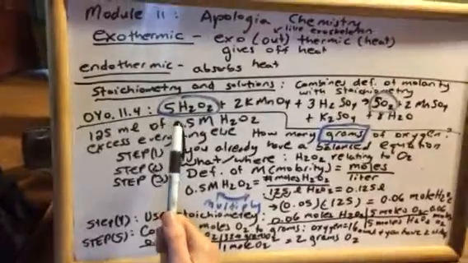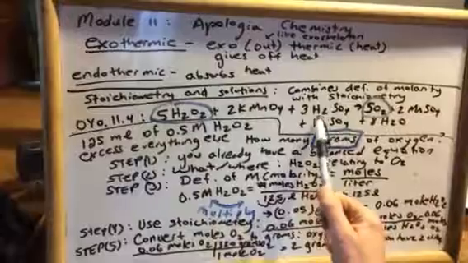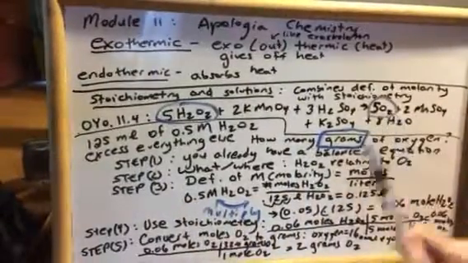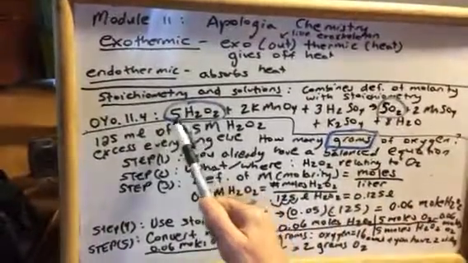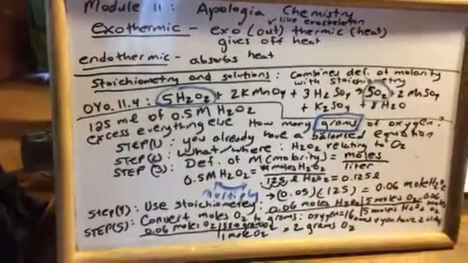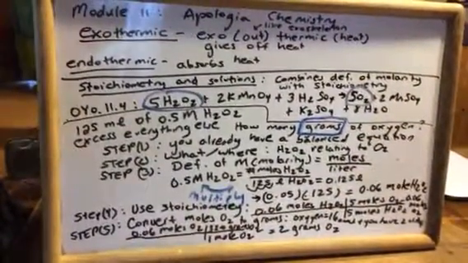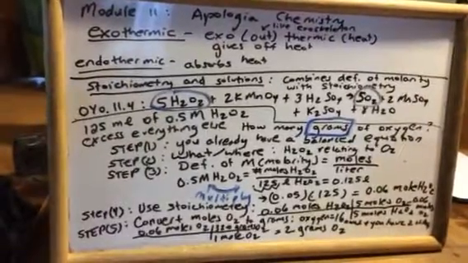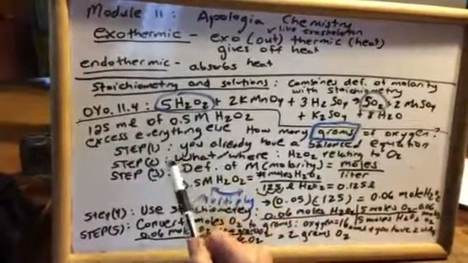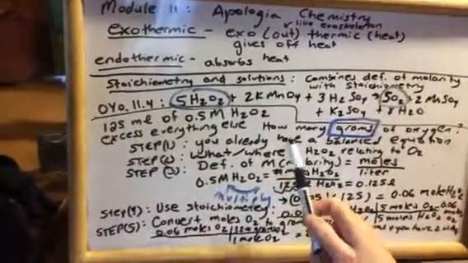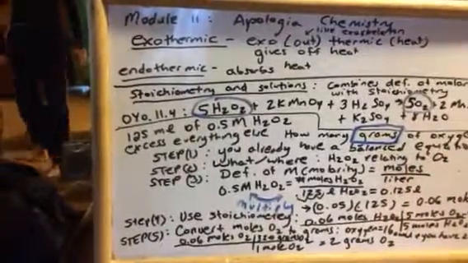Just like a recipe for oatmeal cookies, it would be like a 5-to-3 ratio here, or a 5-to-5 ratio here, or 5-to-2, 5-to-1, 5-to-8. For every 5 of these, you would produce 8 of those, just like you would have with a regular recipe. In this situation, the question says you're given 125 milliliters of 0.5 molar H2O2 and everything else you have in excess, and it wants to know how many grams of oxygen are produced in that reaction.